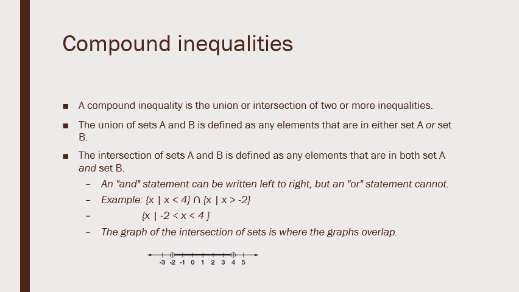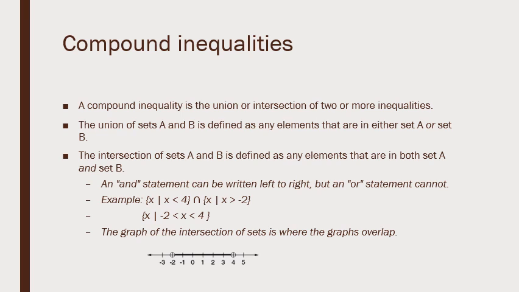Sometimes we have what's called a compound inequality, where two situations are going on. So back to talking about our set notation, the union of sets A and B is defined as any elements that are in either set A or set B, right? So that means if we have numbers that fit one inequality and numbers that fit another, they're elements of another set, and we look for the intersection, we're looking for those numbers that fit both situations. So an AND statement can be written left to right, but an OR statement cannot, and I'll show you what that means.